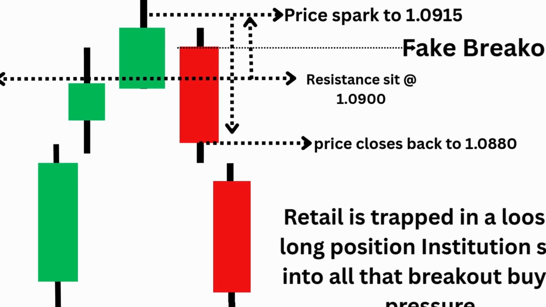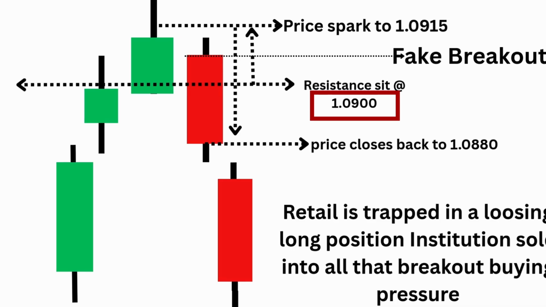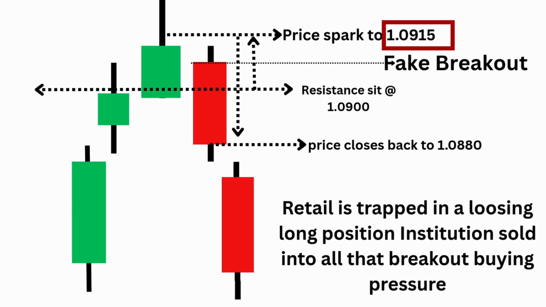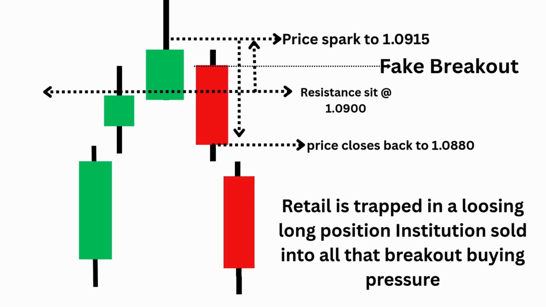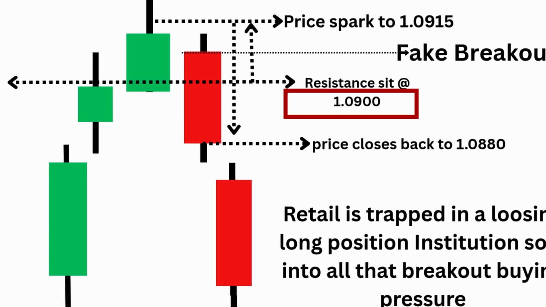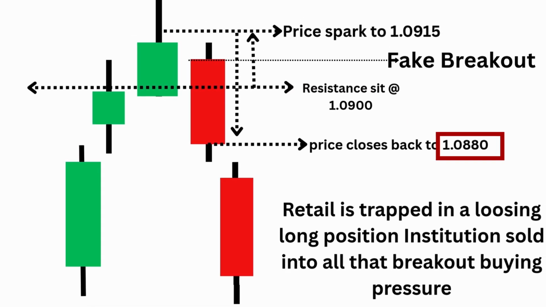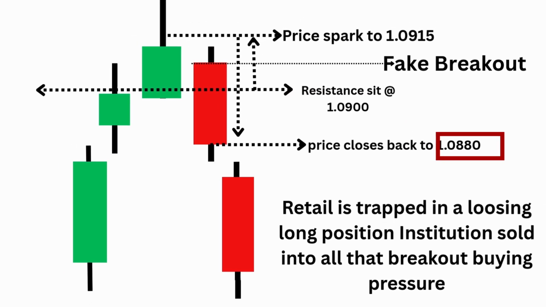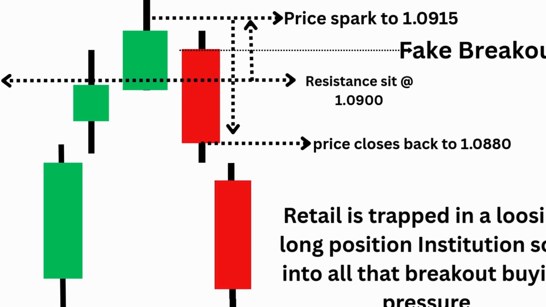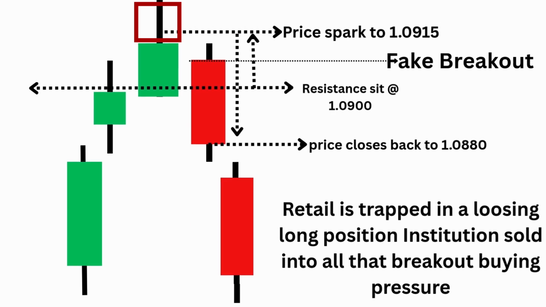Resistance sits at 1.0900. Retail traders are watching for a breakout above that level. Price spikes to 1.0915. They think, breakout confirmed, right? Retail piles in long. Wrong. Price immediately collapses back below 1.0900 and closes at 1.0880. Retail is trapped in a losing long position. Institutions sold into all that breakout buying. The wick to 1.0915, that's your evidence.